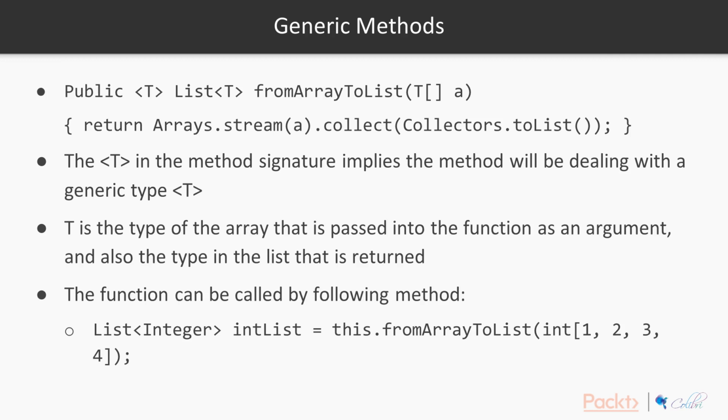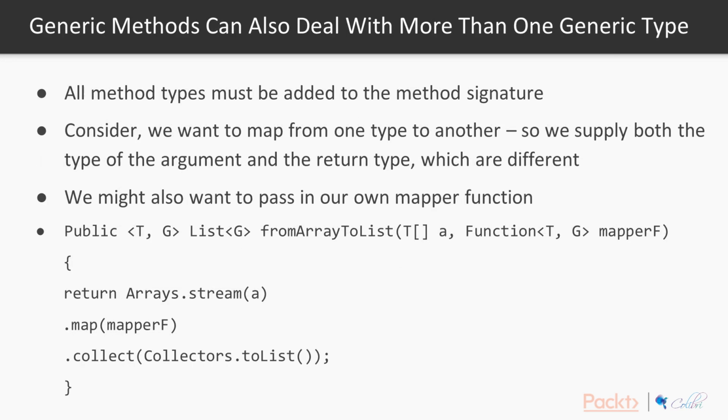So for example, if we call this function and we want to do something with a list of integers, we call it like so. List of integers, int list equals this dot from array to list with an integer array. And generic methods, as generic classes, can also deal with more than one generic type. So all method types must be added to the method signature.